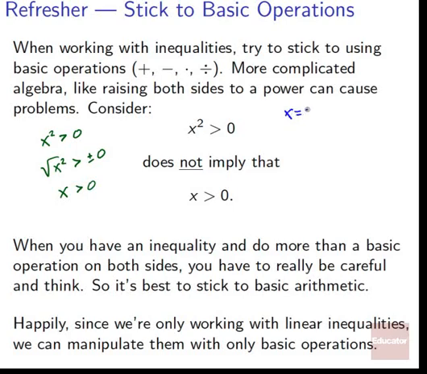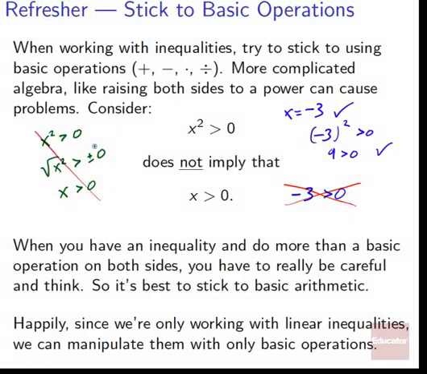Over here, x equals negative 3 is true. It checks out. Negative 3 squared is greater than 0 because 9 is greater than 0. So that's great. But negative 3 is greater than 0? That's completely false. That is not a true statement. So we do not have this ability to just toss out other more complicated algebra things without really thinking about all the implications that are going to happen here.